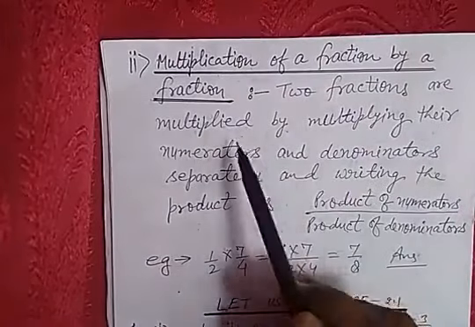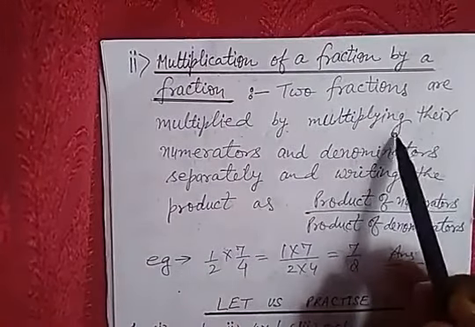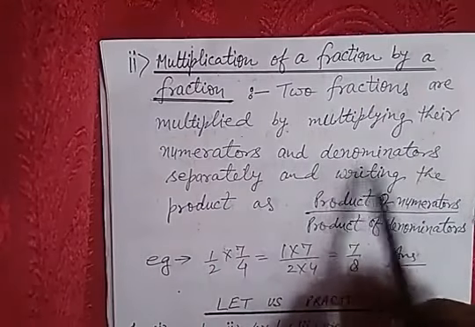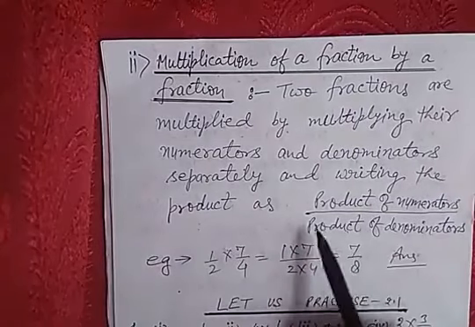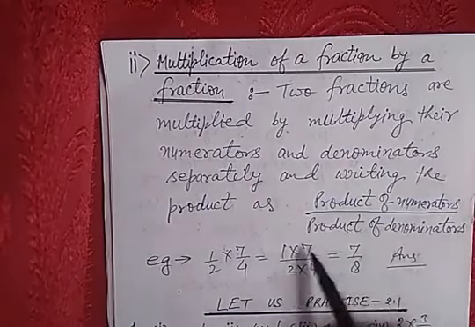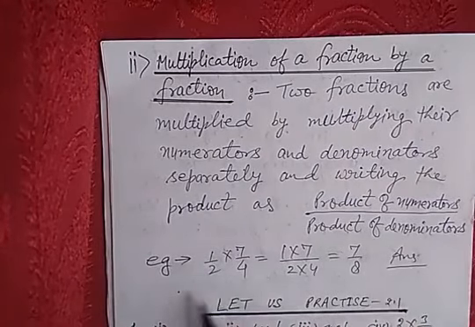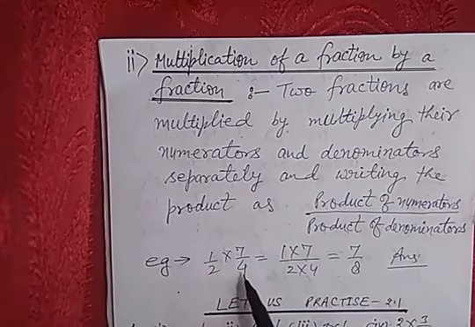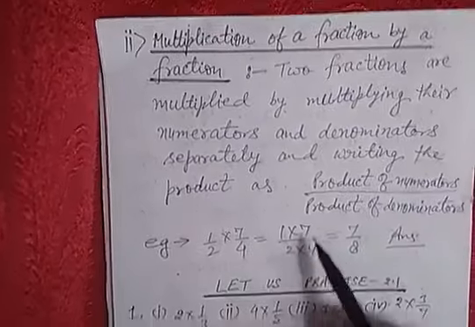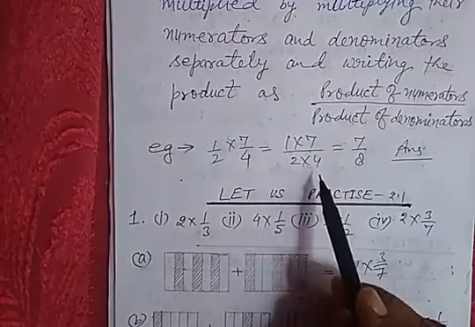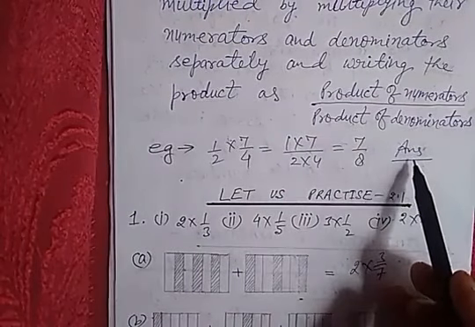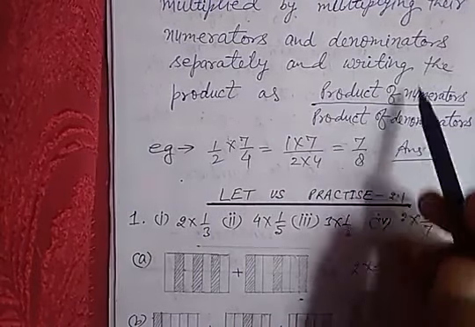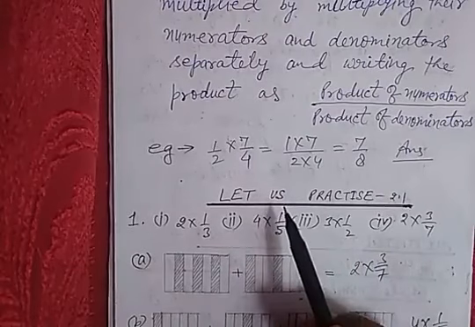Now second point, multiplication of a fraction by a fraction. Two fractions are multiplied by multiplying their numerators and denominators separately and writing the product as product of numerators upon product of denominators. For example, 1 by 2 into 7 upon 4. These are two fractions, equal to 1 into 7 upon 2 into 4, is equal to 7 ones are 7 and 4 twos are 8. 7 by 8. This is the answer. Now you have to write it in your classwork.